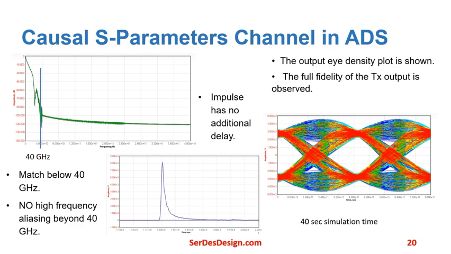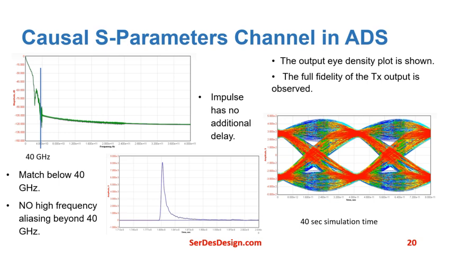Causal S-parameter channel in ADS. With the causal S-parameters, the ADS total channel impulse response in the frequency and time domains is shown here. Observe that there is no high frequency aliasing beyond 40 gigahertz. The ADS simulation time is 40 seconds. The output I density plot is also shown, and notice that there is no high frequency aliasing distortion there either. With no high frequency aliasing, the full fidelity of the TX output is visible.